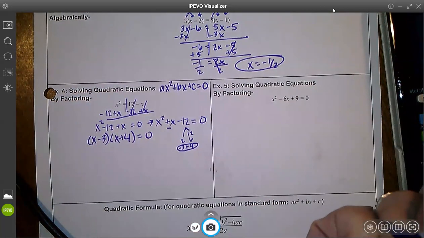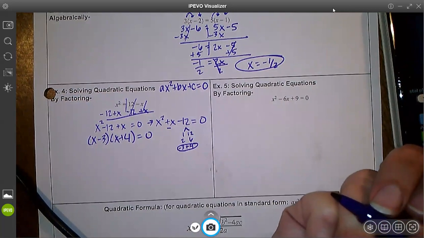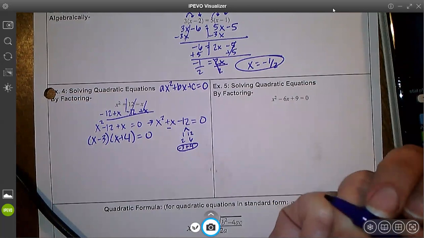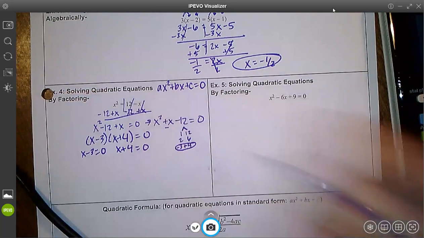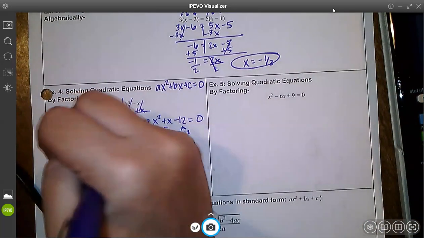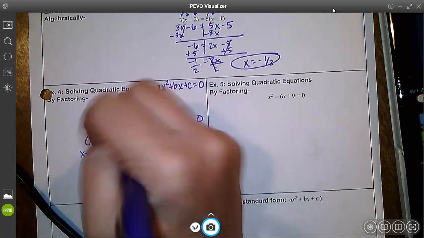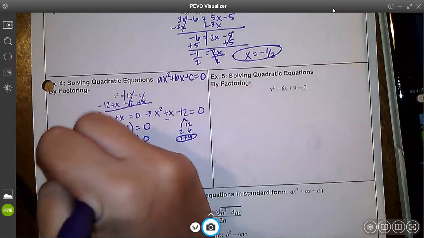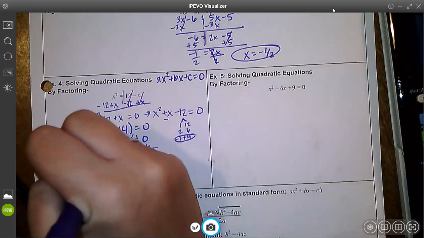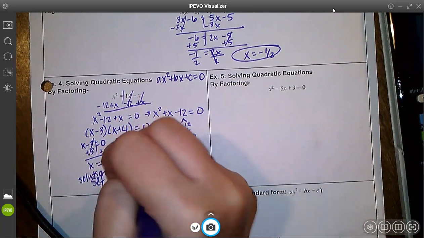Then I'll use the zero product property, which says when I multiply 2 or more things together and I get 0, at least one of them has to be 0. So I can set each piece equal to 0 separately and solve. So my solution set, and you can write this in set notation, is negative 4 and 3.